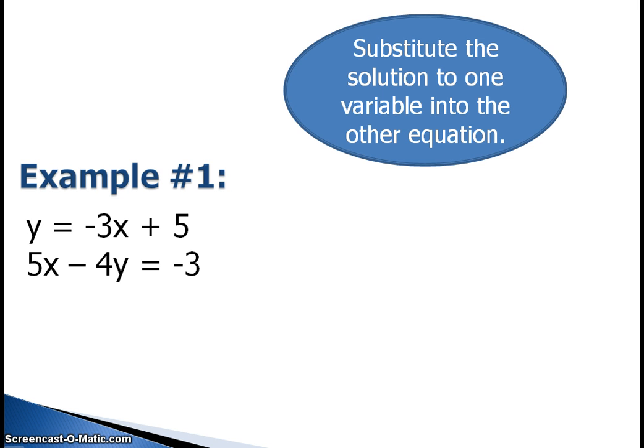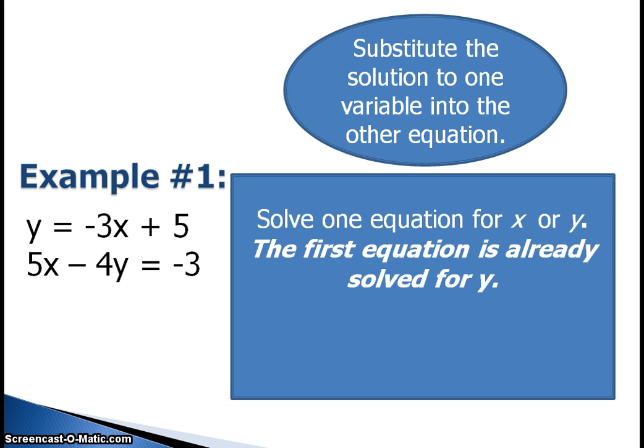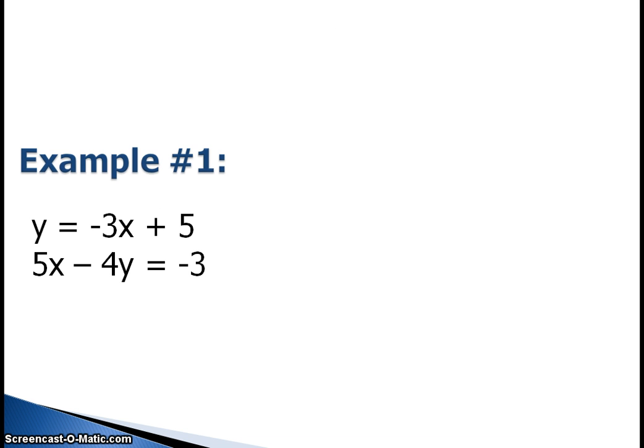We have here two equations. They're both linear, and this technique is called substitution because we're going to substitute the solution to one variable into the other equation. So let's jump right into our example. We need to solve one equation for x or y. In this example, the first equation is already solved for y, so we don't have anything to do here. But we are going to use that information, the fact that y is equal to negative 3x plus 5, to help us solve this system of equations.